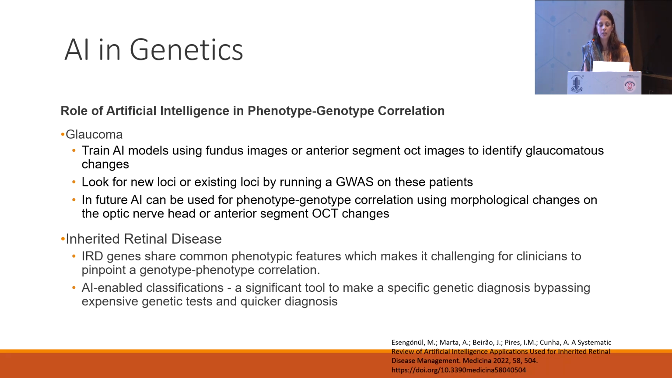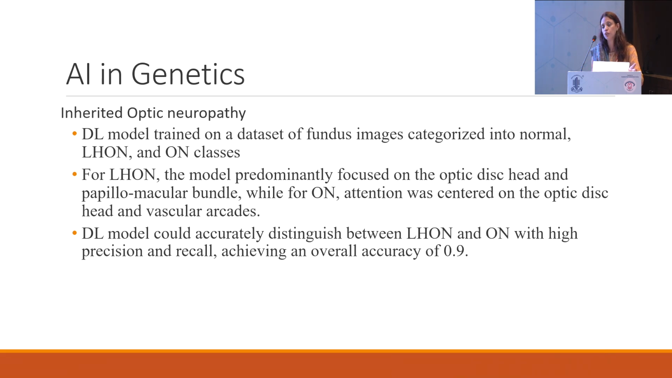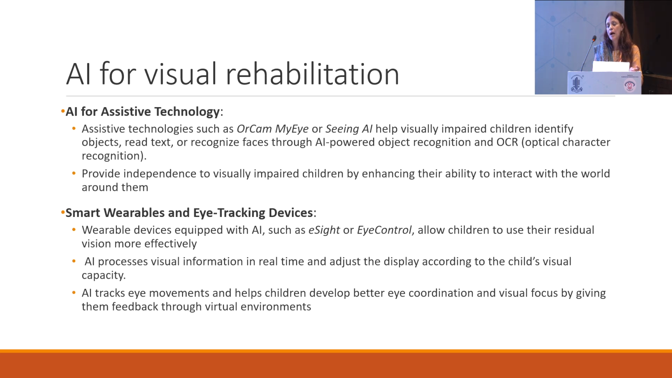I've already talked about the same process being done for inherited retinal diseases, and also for the optic neuropathies, which is the inherited optic neuropathies, including Leber's, as well as for the other optic neuropathies. Then for visual rehabilitation, we have AI-assisted technology, which has come up for visual rehabilitation for children who are visually disabled.